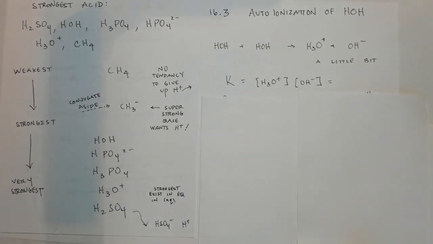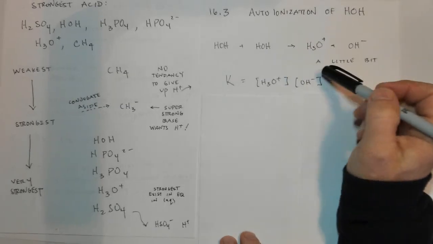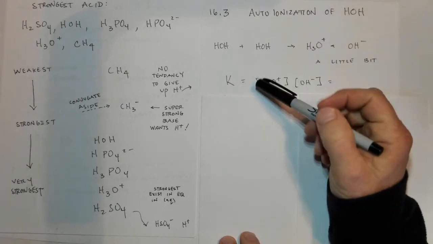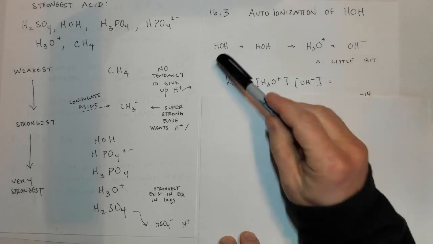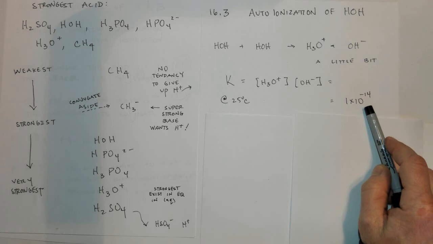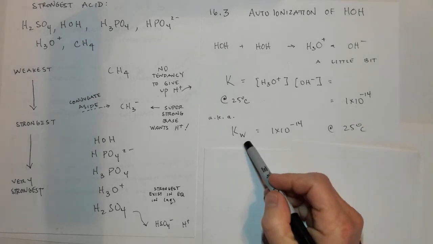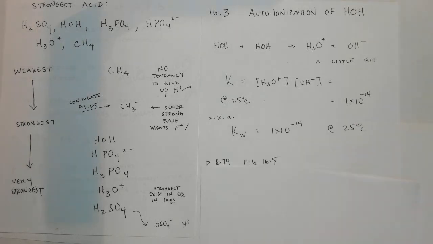And we could write a K expression, or an equilibrium constant expression, for this reaction, where we take the products and divide by the reactants and put it to the power of its coefficients. But remember, reactants or products that are pure liquids or solids aren't in the K expression. And when we do this, as long as it's at 25 degrees Celsius, we get 1 times 10 to the negative 14th. And at 25 degrees Celsius, this equilibrium constant has a special name. It's called Kw, or K-dub. Kw for water, of course.